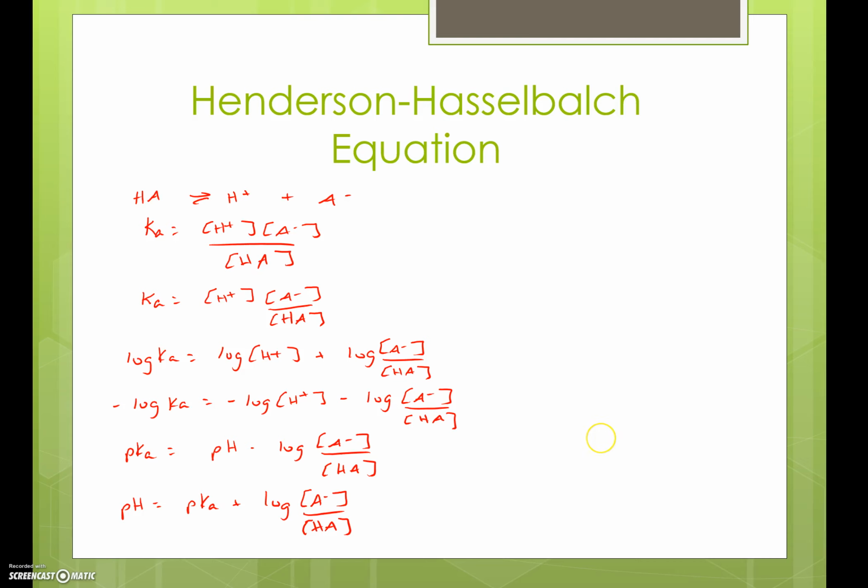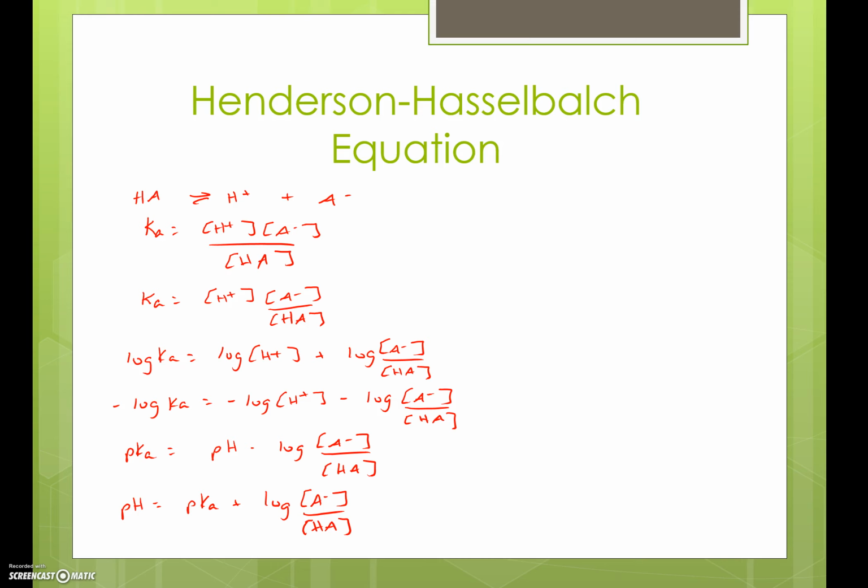The Henderson Hasselbalch equation is the log form of our Ka expression. So if we have the weak acid HA and it dissociates into hydrogen ions and our conjugate base, we can write a Ka expression. So our Ka expression is the concentration of our hydrogen ion times the concentration of the conjugate base all over the concentration of the acid.